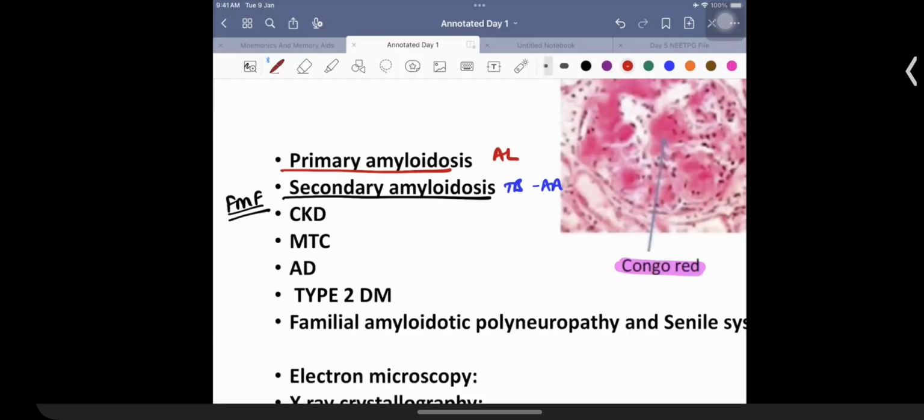In case of CKD, you have to remember about A beta 2. That is what we said: 2 kidneys we are having a presence of. In case of Alzheimer's, you're going to be having A beta, 1 brain. Medullary thyroid cancer, you're going to be having the presence of ACAL.